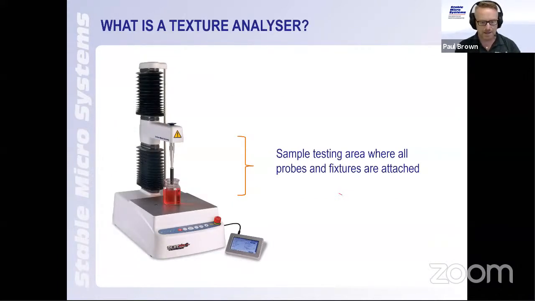So our texture analyzer, this is our standard instrument. This is called a TAXT Plus. You would have seen earlier that we have 7 instruments in our range. Of the 7 instruments, this instrument is the most popular and is the most common. We have more than 10,000 units globally in industry and academia, be that in research and development, be that in quality control or academia, and whether it be in food, ingredients, pharmaceuticals, cosmetics and personal care, materials science.